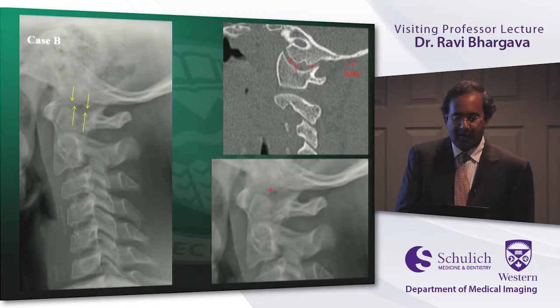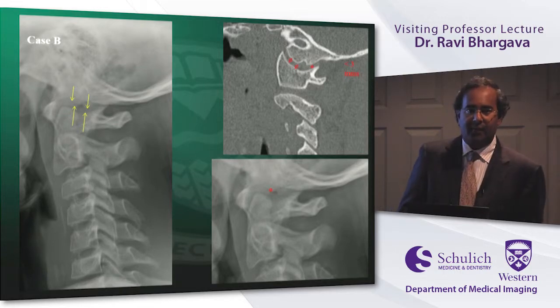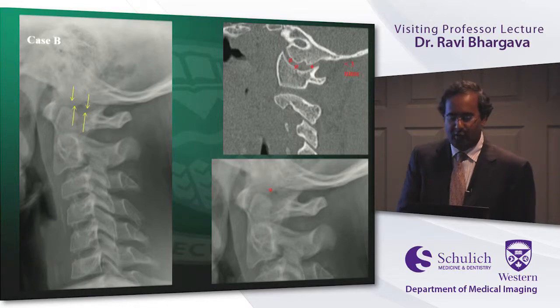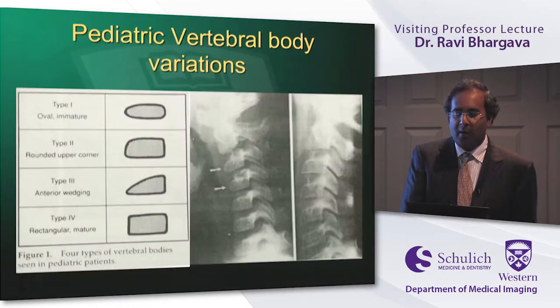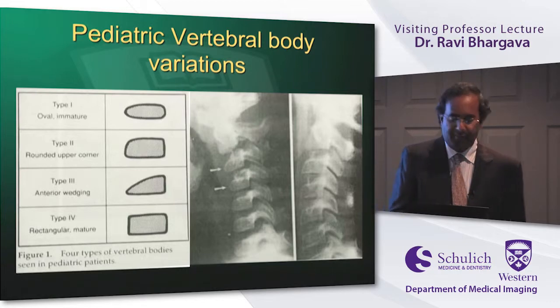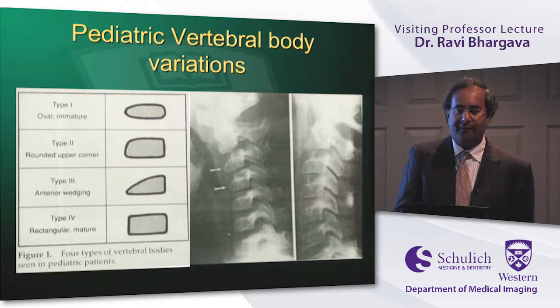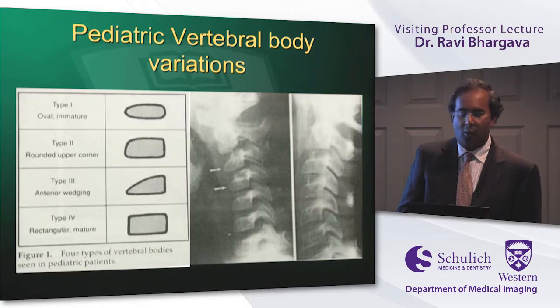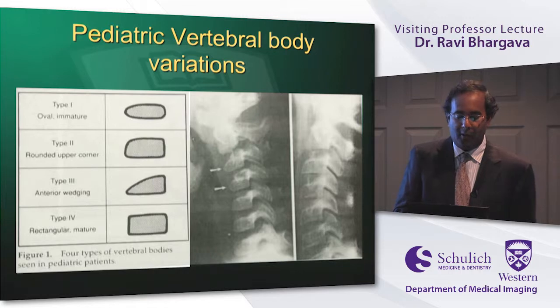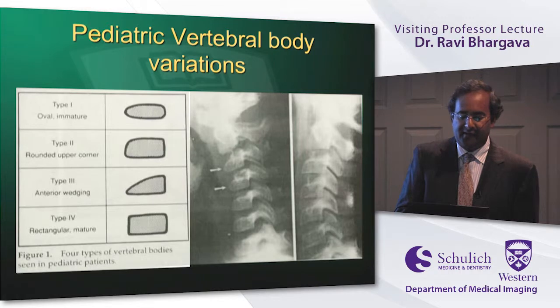But what was concerning to people was the displacement of C2 on C3, right? That doesn't look quite right. And one of the things you have to realize in pediatrics is that the vertebral bodies have a very different configuration than what we see in adults. It can have quite a varied appearance. Vertebral bodies can be oval, they can have rounding of their upper corner, they can actually have wedging of the anterior superior margin of the C3 vertebra, or they can just be more normal and look rectangular. So we have 4 types of these vertebral bodies of C3.